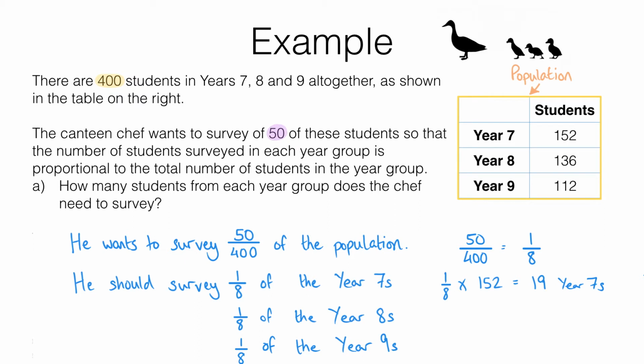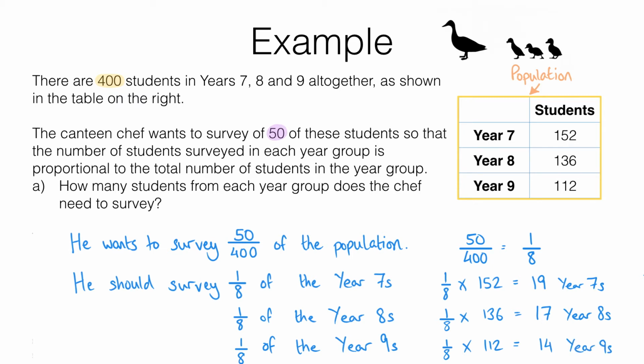Moving on to the year 8s, we want 1/8 of 136. So that's 1/8 multiplied by 136, or 136 divided by 8, which is 17 students, and those are from year 8. And finally, we need 1/8 of the year 9s. So that's 1/8 of the 112 year 9s. 1/8 multiplied by 112, or 112 divided by 8, works out to be 14 students.